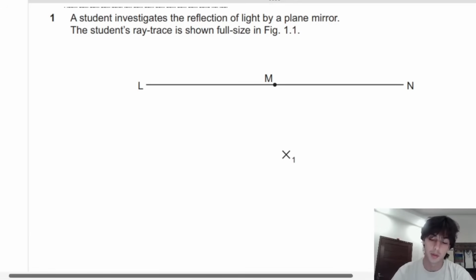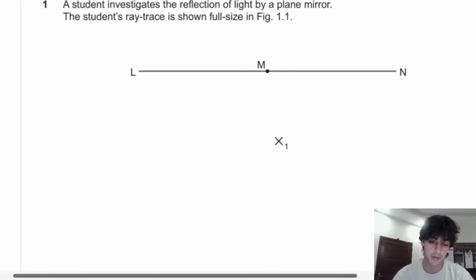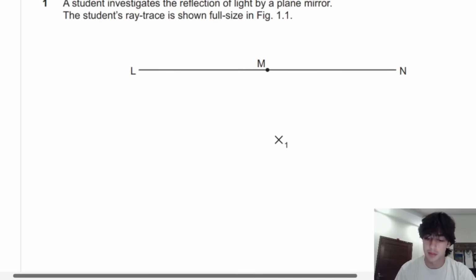Alright, so let's start off with question number 1. I've selected different topics throughout this paper, so you'll see lenses, you'll see electricity, you'll see a bunch of things. So let's just start. A student investigates the reflection of light by a plane mirror.